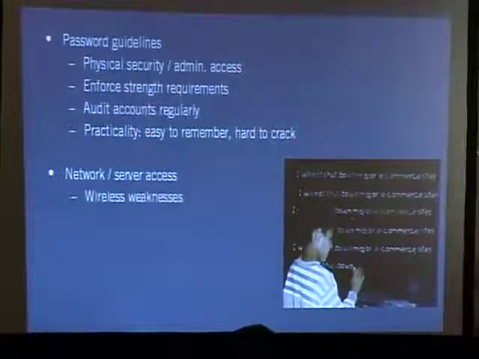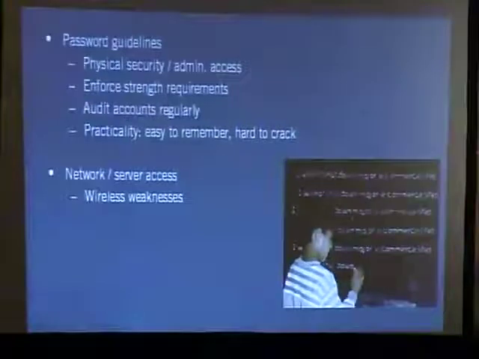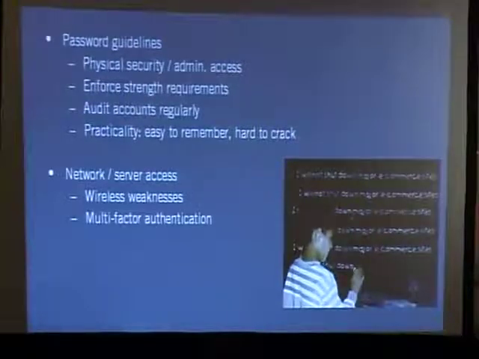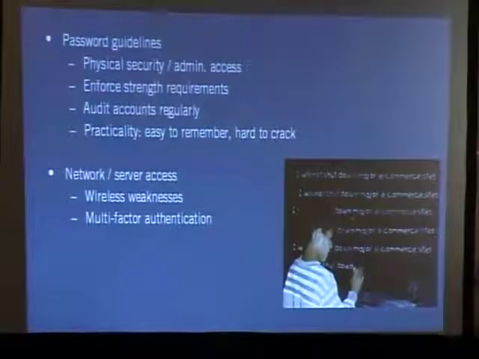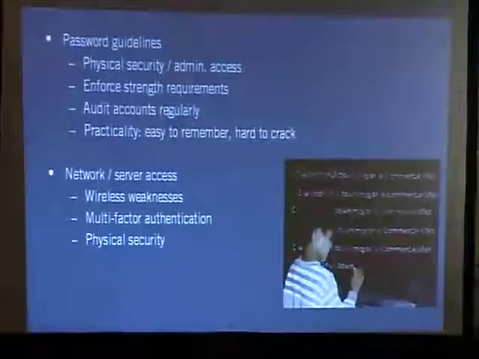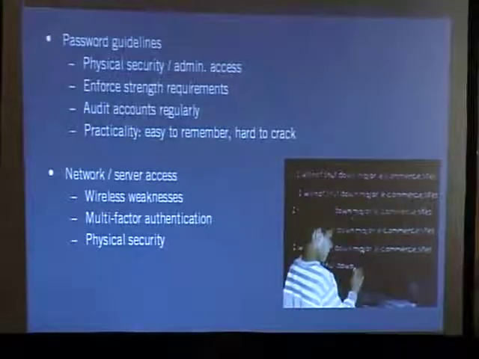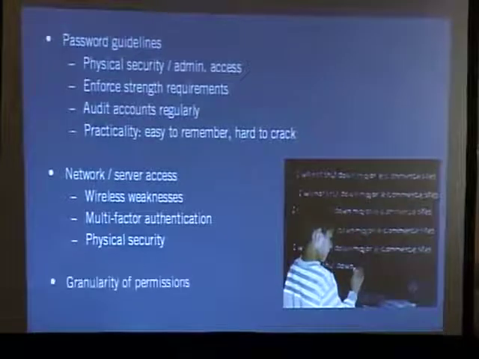A graphic I found online here. Wireless weaknesses are a big concern. That's something companies need to be looking at. Multi-factor authentication, like key fobs and that kind of stuff, is critical as well for higher security areas. And physical security. This is a big one. If a building is not secure, again, your firewall isn't going to do anything for you.